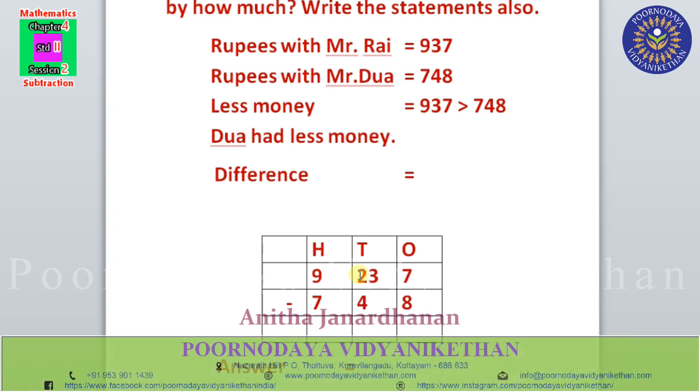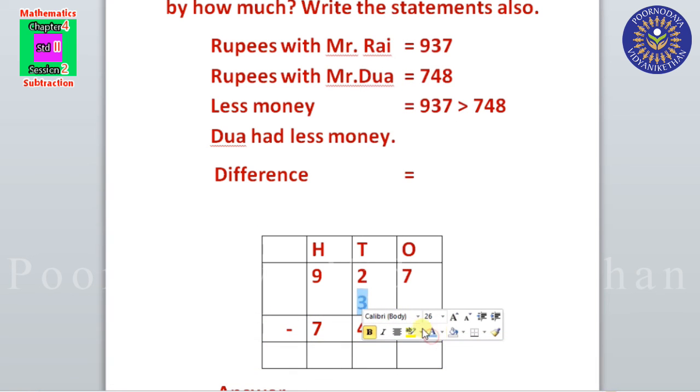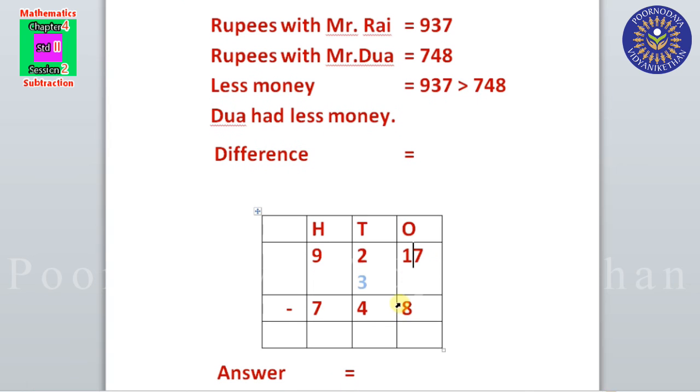So there it will remain 2. That 10 we have to add in ones place, we will get 17. So 17 minus 8 is equal to 9. 9 you have to write right below the ones place. 17 minus 8 is equal to 9.